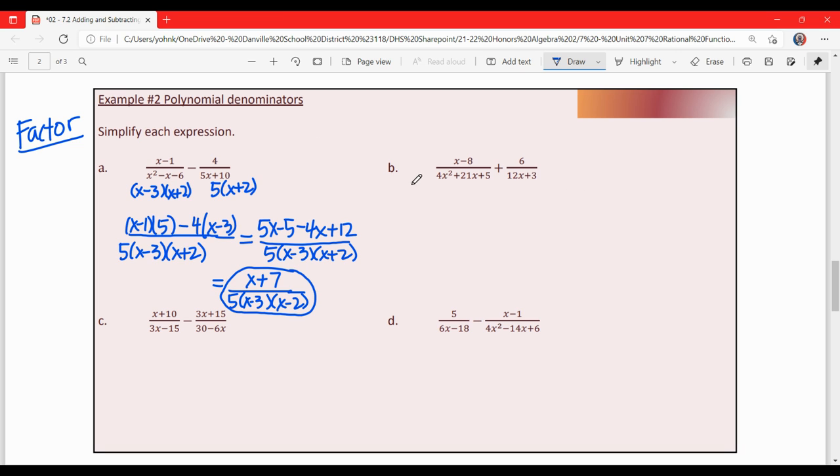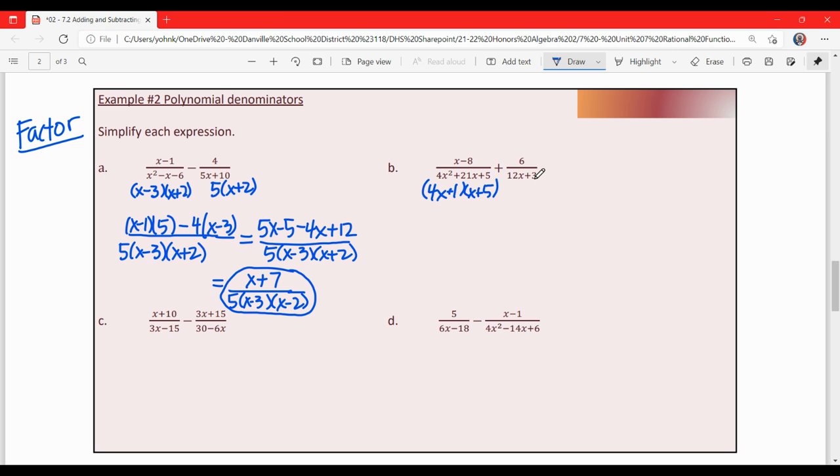All right, if we look at letter B, let's see. I can factor the bottom left. First things in the parentheses multiply to give you the first thing, so 4x and 1x. Last things in the parentheses multiply to give you 5, so I'm going to guess that the 5 goes on the right and the 1 goes on the left. They multiply and add to get positive, so they're both positive. I can check that to make sure that I have it right by double distributing.